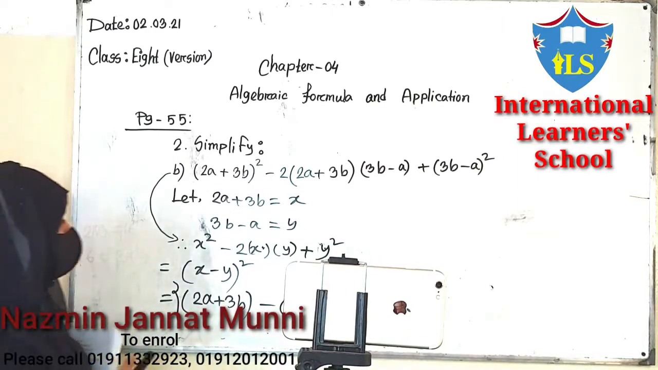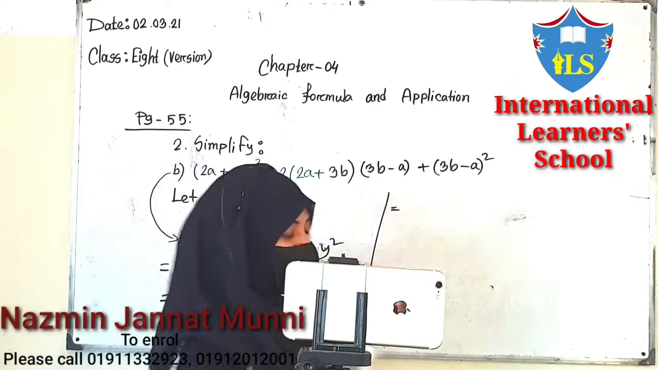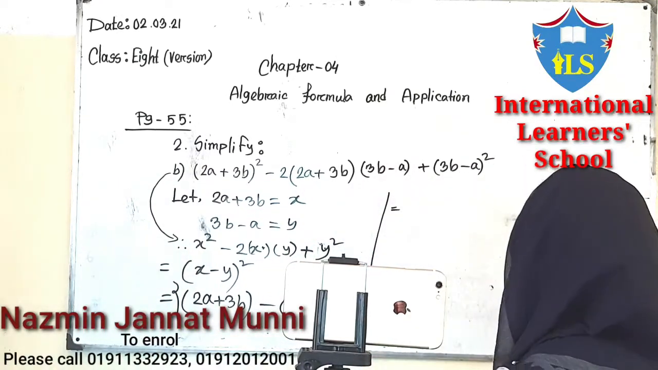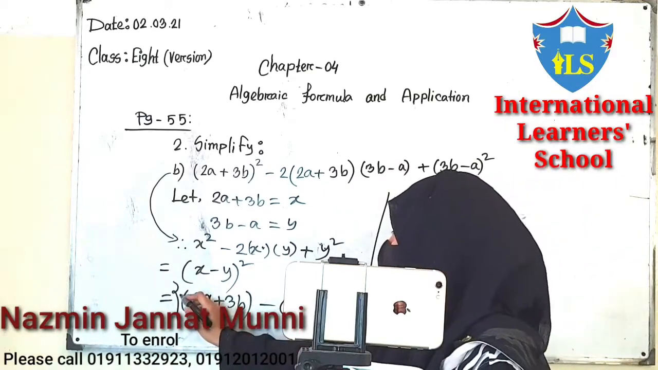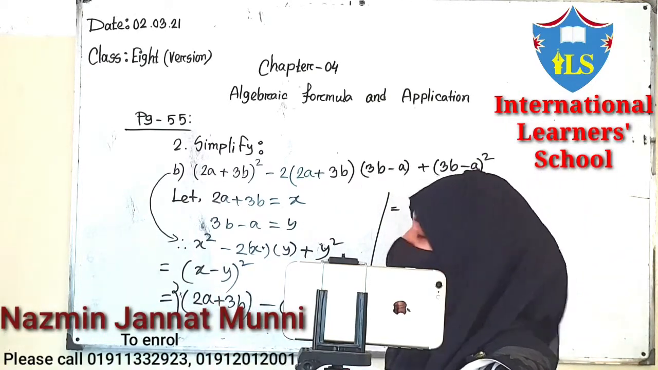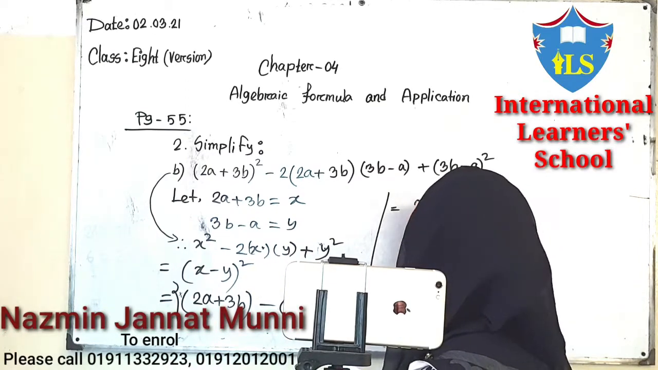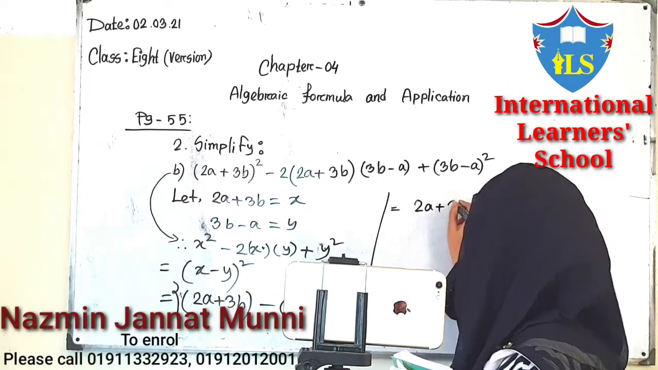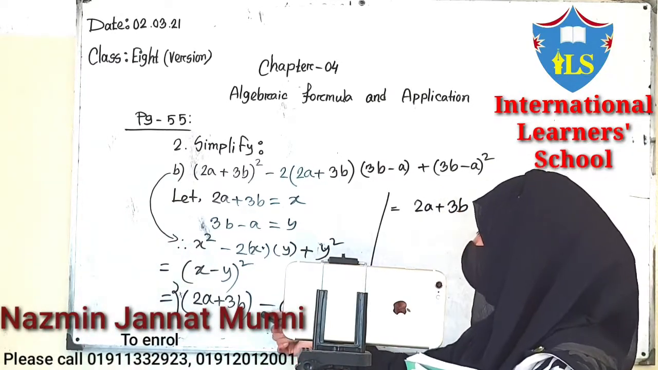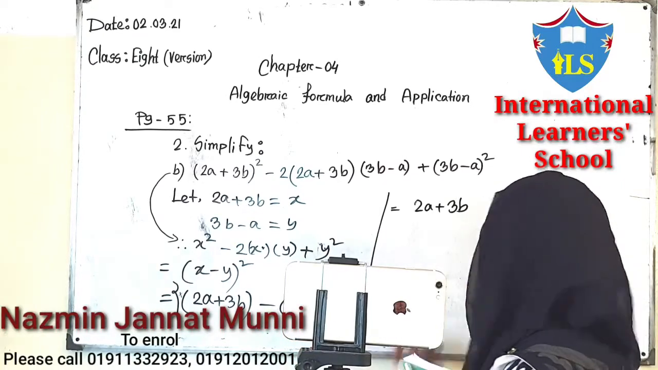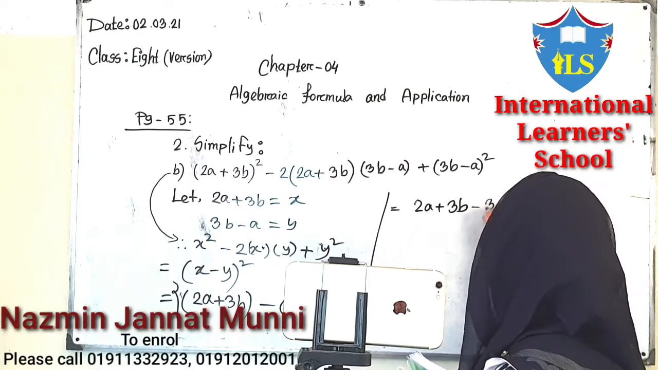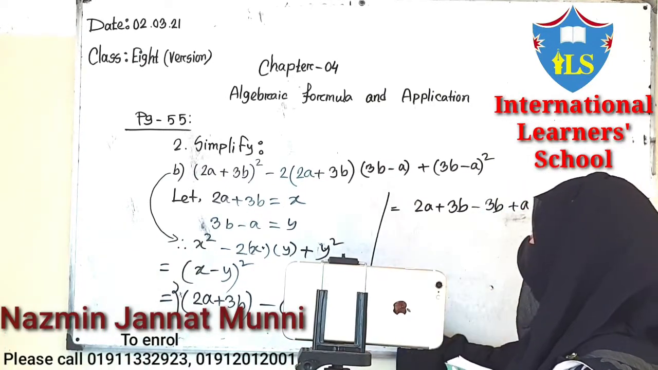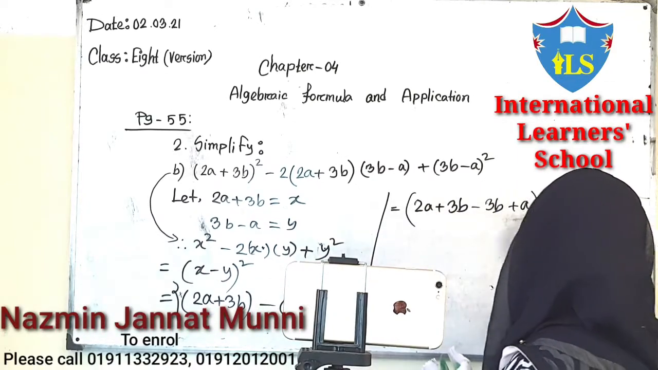Okay. So what should I do now? I have to remove this bracket. How can I remove this bracket? By multiplying the signs. Here is a plus sign, so plus plus, plus 2a, then plus what? 3b, right? Here is a minus sign, minus plus minus, exactly 3b, then minus minus plus a. Here is whole square. I will give the whole square sign.